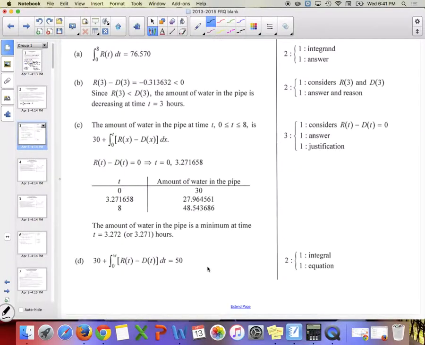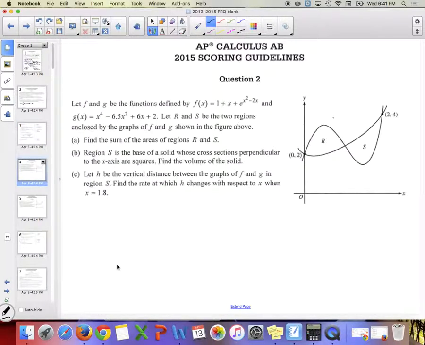All right. Number 2, it says let f and g be the functions defined by f of x equals 1 plus x plus e to the x squared minus 2x, and g of x be x to the fourth minus 6.5x squared plus 6x plus 2. Let R and S be the two regions enclosed by the graphs of f and g as shown in the figure above. Find the sum of the areas of R and S.